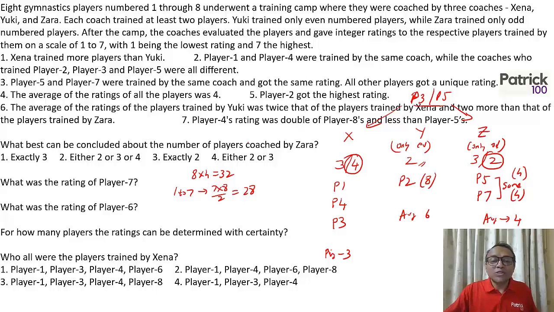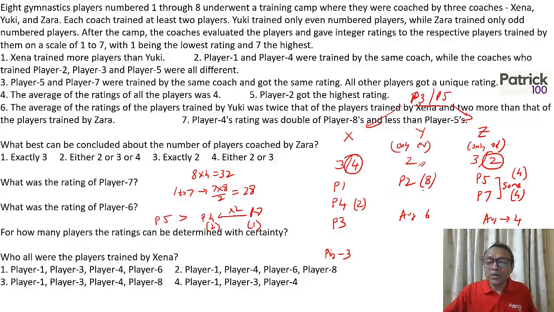Then player 4's rating was double that of player 8, but less than player 5. Now player 5, I know, is 4, given to you. So player 4 is double, but still less than player 5. So it has to be 2 and 1. That's the only possibility. So player 4 has got a rating of 2, and player 8 has got 1.